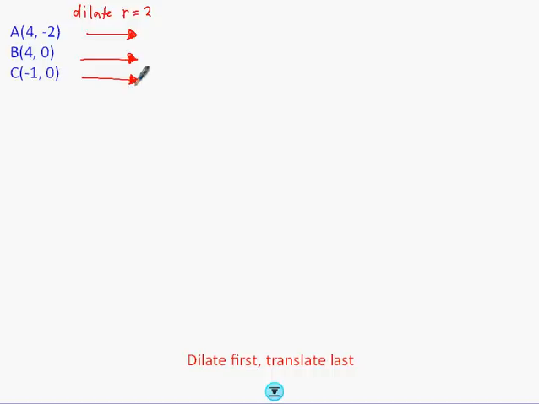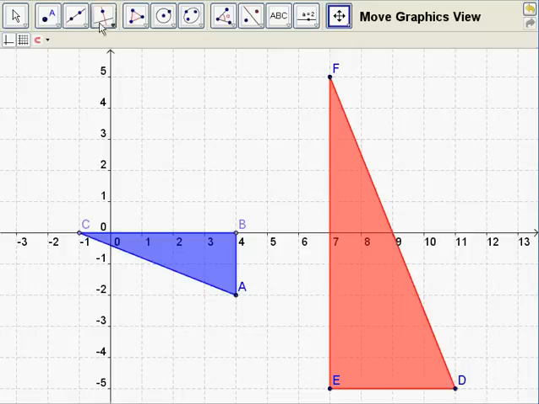So when I dilate by 2, my notes tell me to just multiply by the scale factor. 4 times 2 is 8. Negative 2 times 2 is negative 4. 4 times 2 is 8. 0 times 2 is 0. Negative 1 times 2 is negative 2. 0 times 2 is 0. So that should be where things get dilated to.